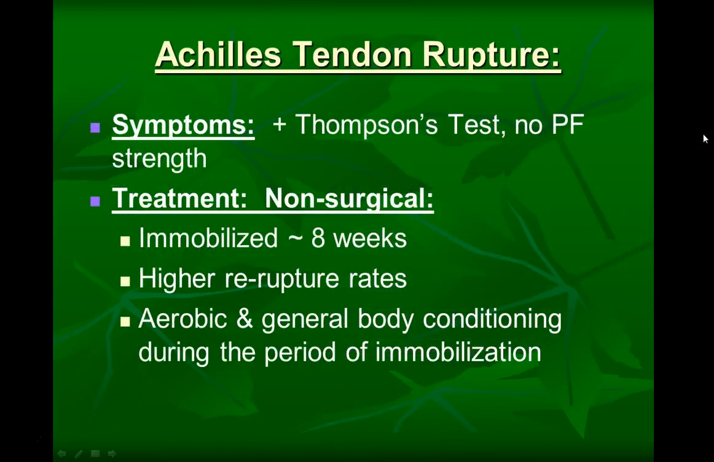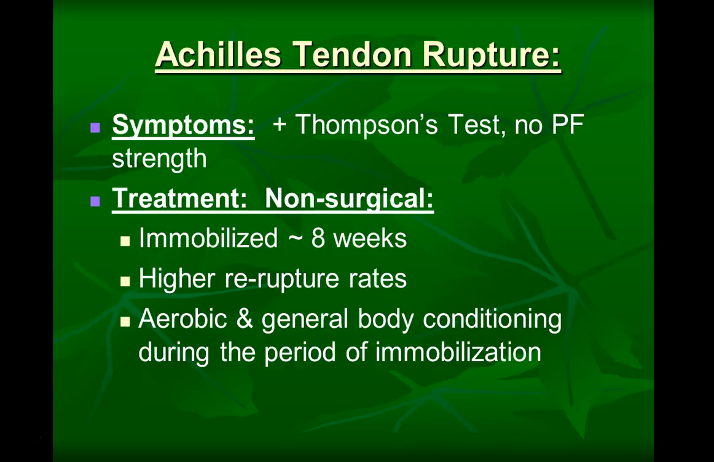Next thing I want to talk about is an Achilles tendon rupture. With that, and we're going to do this special test in class, it's a Thompson's test, and that would tell us that we might have an Achilles tendon rupture. Treatments can be both non-surgical and surgical, and there's a lot of variability in the research as to which type of treatment is actually better for outcomes.